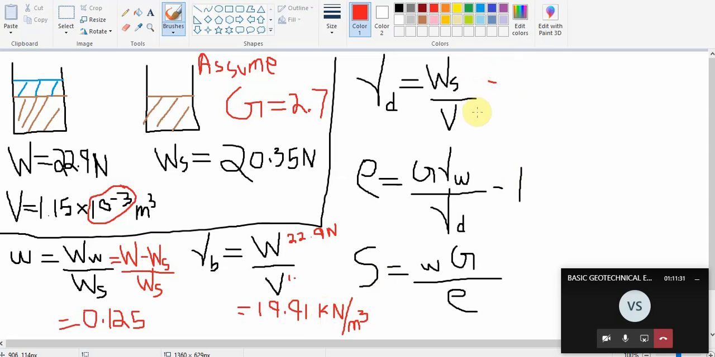The same thing goes with dry density: 20.35 divided by 1.15 gives 17.69. Now if you find the value of e, G is 2.7 and gamma W is 9.81. Gamma D is 17.69. Void ratio is 0.497.